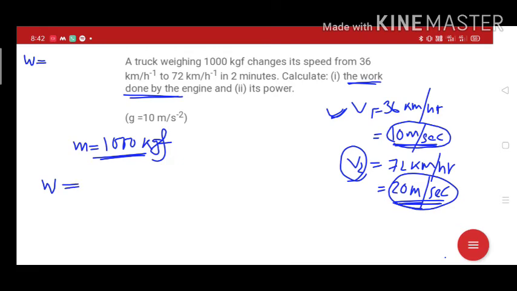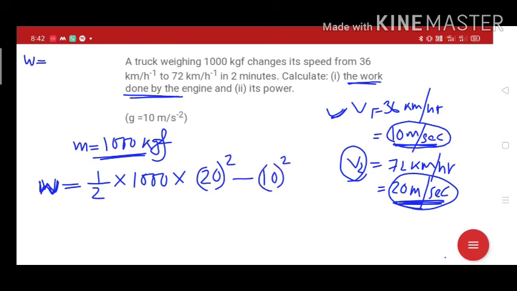So work done is exactly equal to the change in the kinetic energy, and that is half m, which means 1000, and then v square. Here the final velocity is 20, and that is squared, and then there is the change, and that is 10 square. So it is going to be half and then 1000. Then apply the a square minus b square formula.